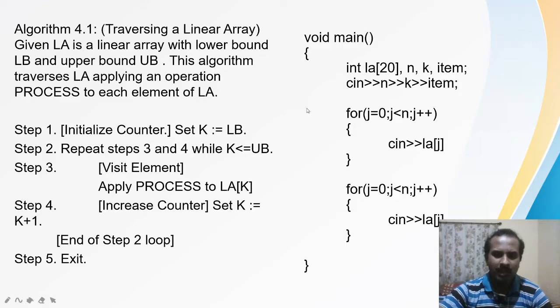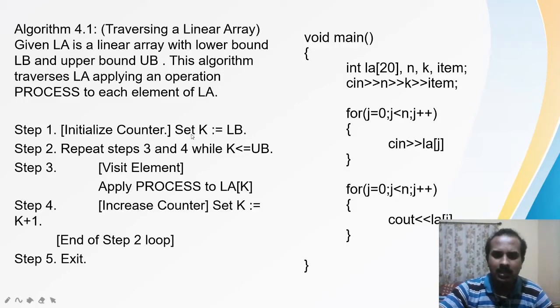So that is a program I have written here. Instead of setting k equal to lb or ub, you can directly write for j equal to 0, j lesser than n, j plus plus. I am inserting the elements, so that means I now have elements in LA. I just want to process it, so I am going to just display the elements. So for j equal to 0, j lesser than n, j plus plus, cout LA of j.